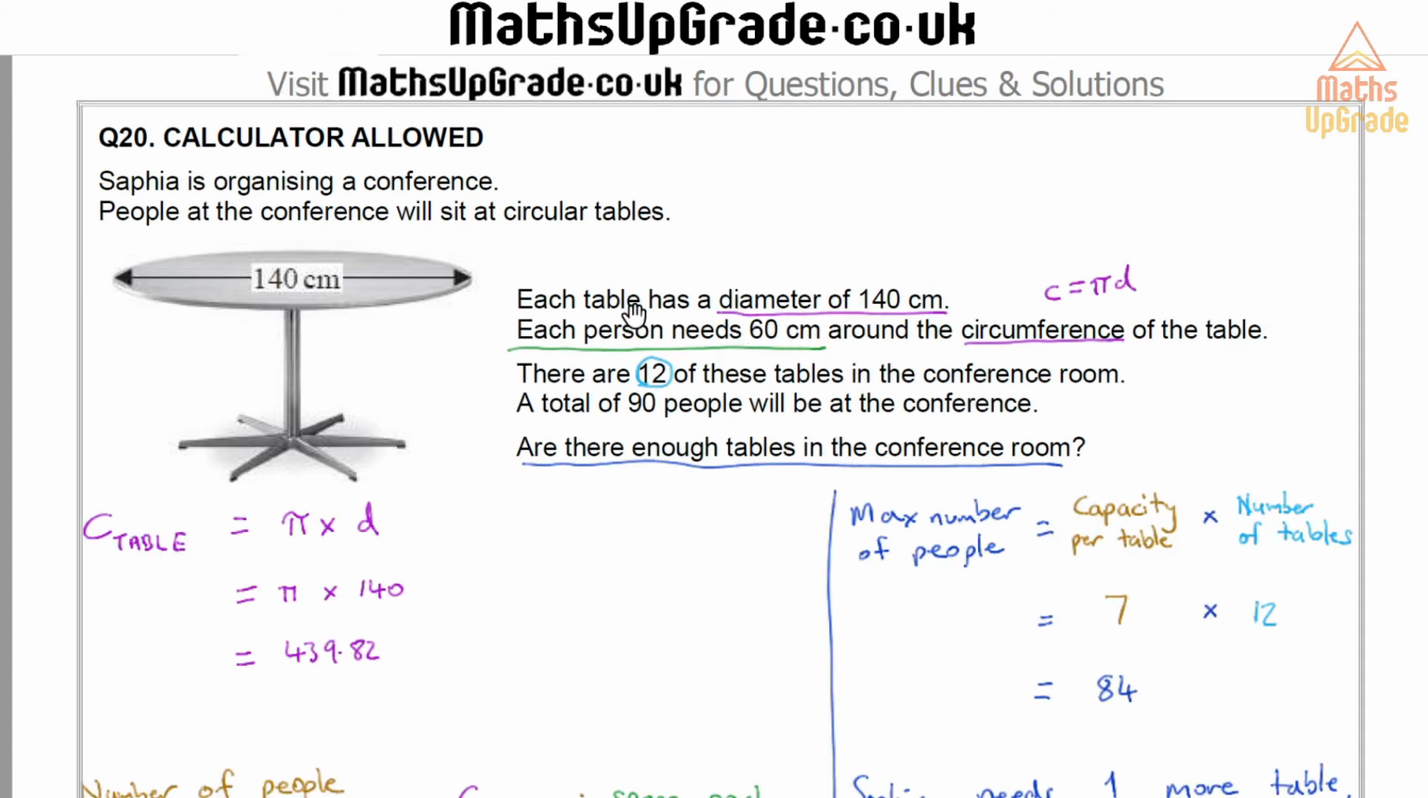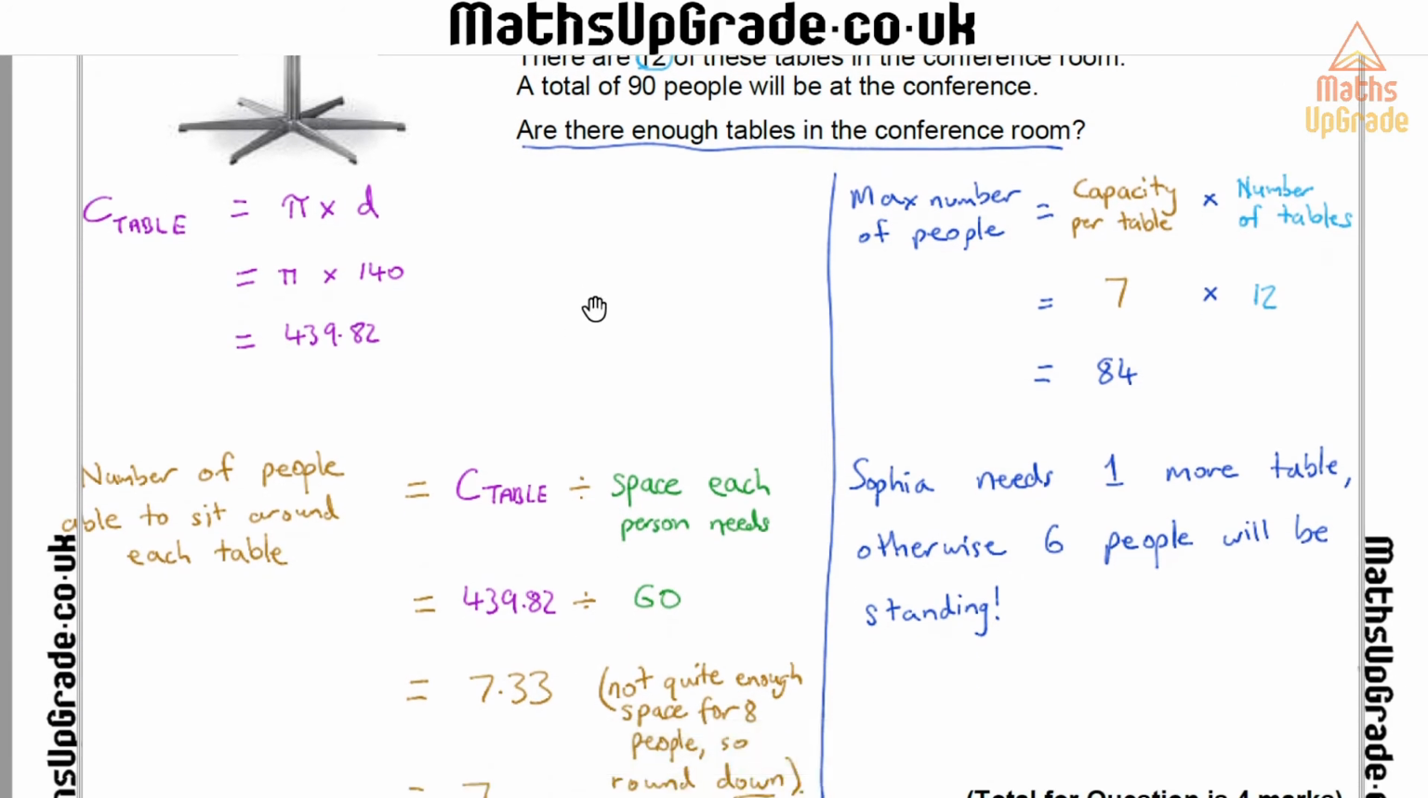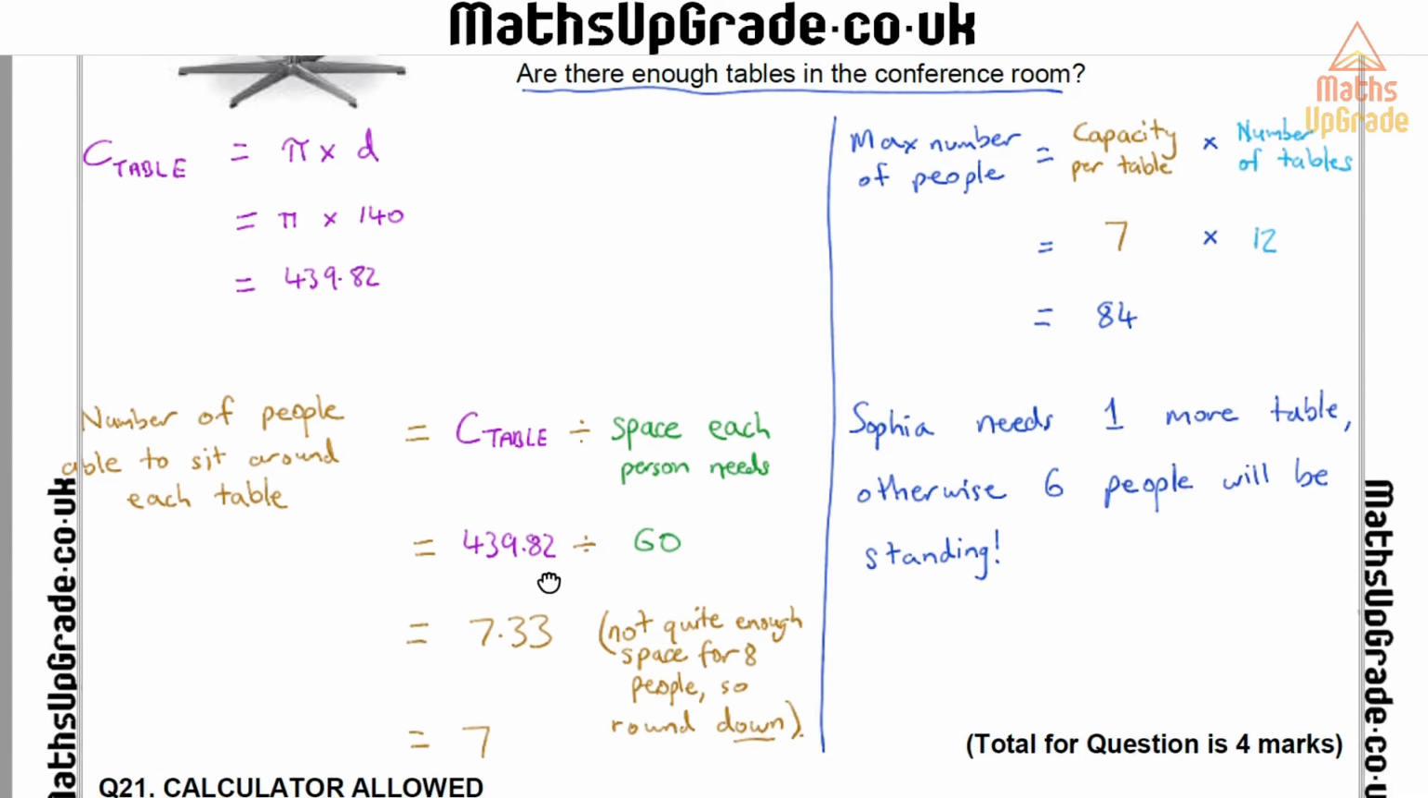So here's my information underlined. First of all, I'm going to find the circumference of the table. That's pi times diameter, so pi times 140 centimeters. That gives me the circumference of one table, which is 439.82. Now, to work out how many people can sit around that one table, I'm going to divide that circumference by the amount of space each person needs. One person needs 60 centimeters. So let's do the circumference I've just worked out, divide that by 60, because they're both in centimeters. That gives me 7.33.